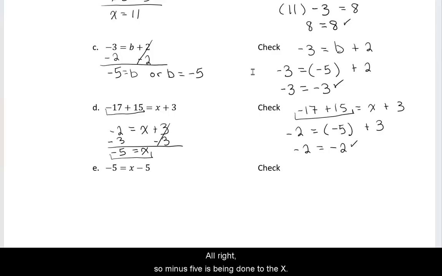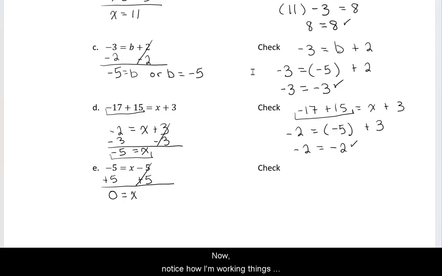All right, so minus 5 is being done to the x. So to cancel that, I need to do plus 5. Whatever I do to one side, I do to the other to keep everything balanced. That becomes 0, and I get x equals negative 5 plus 5. Well, that cancels also, so it becomes 0.